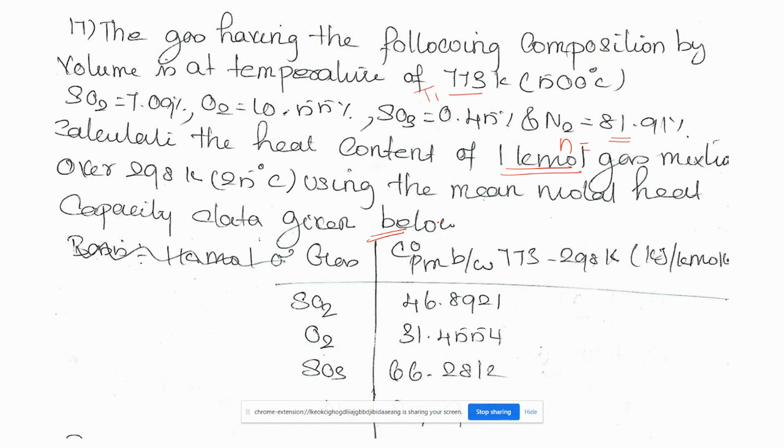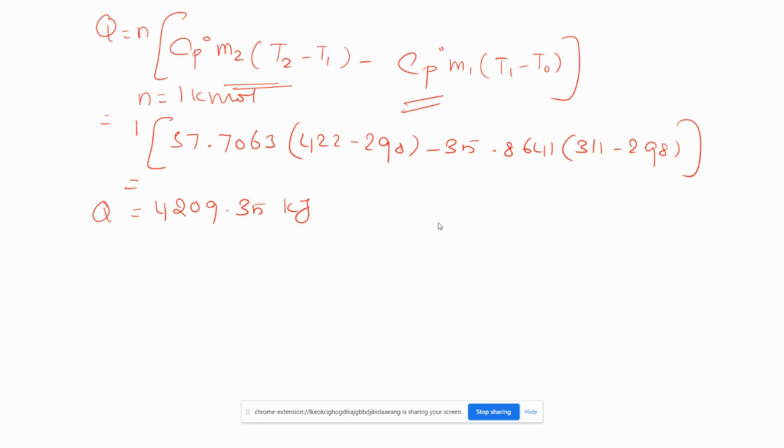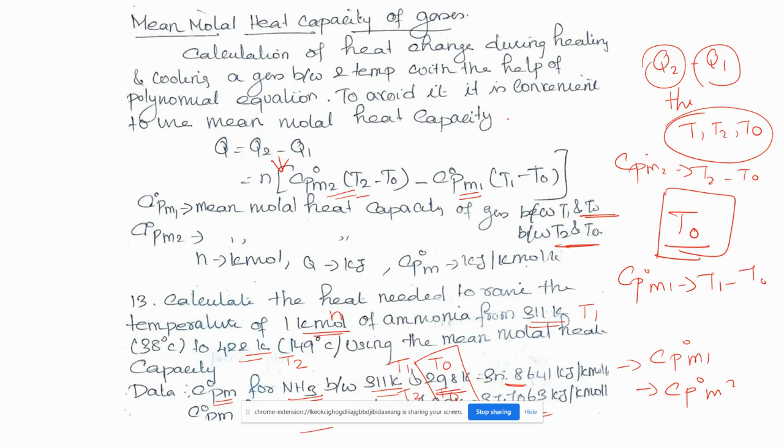Like how we did Cp naught M in the previous first set of problems, just remember that here, when you do this, you have got two values of Cp naught M, that is Cp naught M2 and M1.